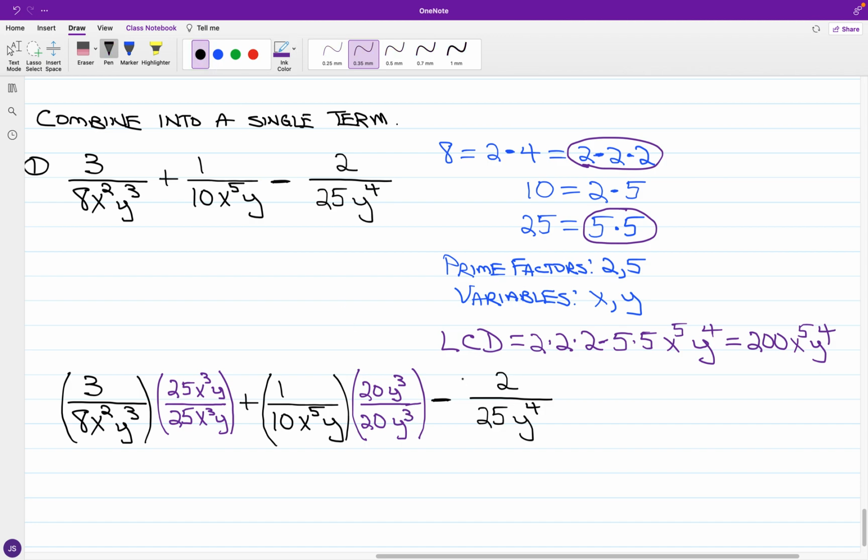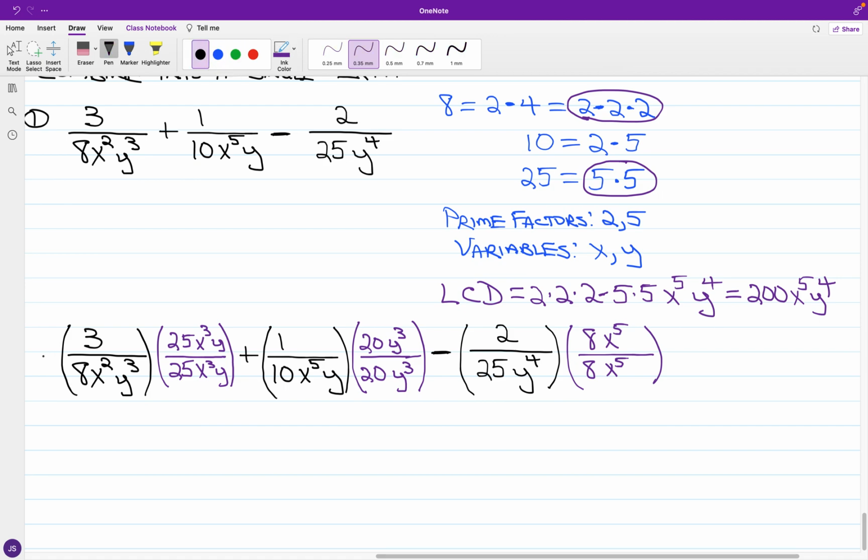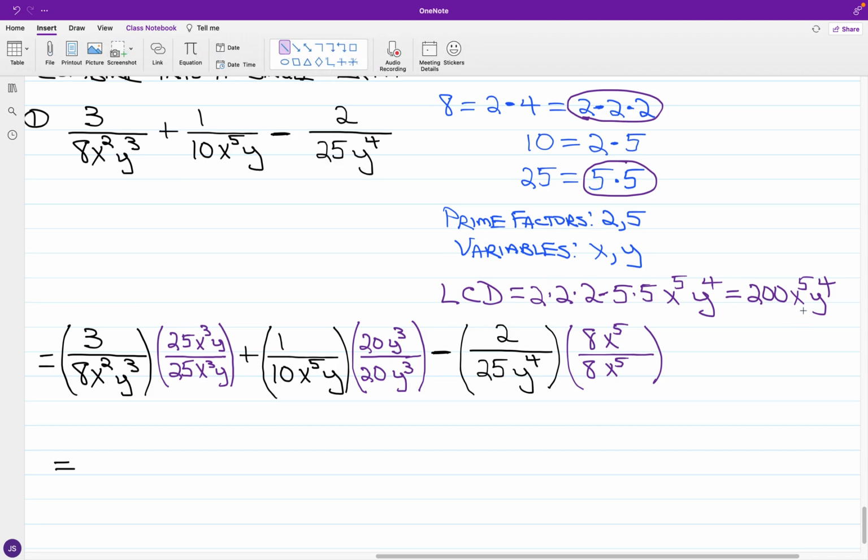And for the last ratio, we have 2 over 25 y to the 4th. So 25 into 200, this will be 8, and we need x to the 5th. And we already have y to the 4th in the last ratio. All right, so again, all the ratios will have the denominator 200x to the 5th, y to the 4th.